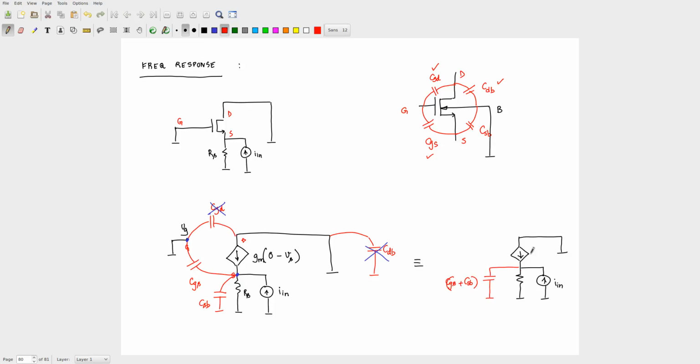Okay, and this guy is nothing but, this is 0, right? Gm times minus Vs. So again I can just flip this guy and put it this way, and this will become Gm times Vs, and Vs is this value. Correct? And where is your I out? I out is flowing in here. Okay. Now can you analyze this circuit?